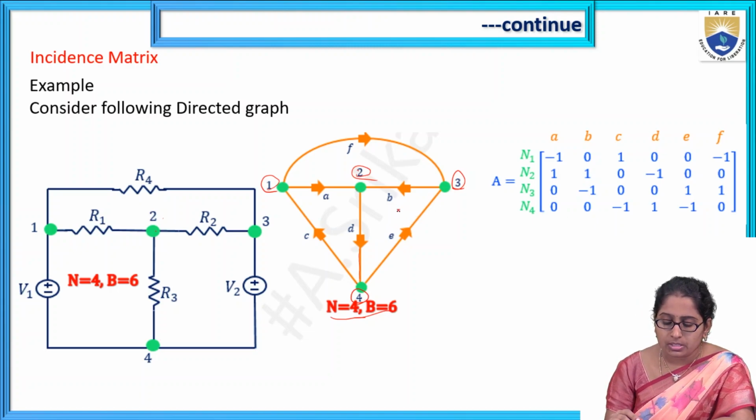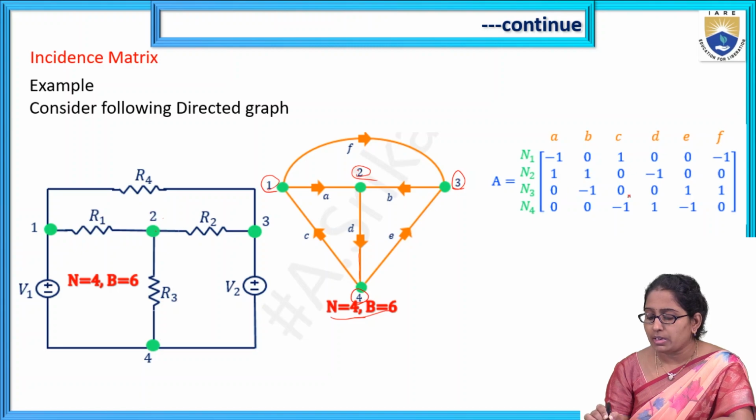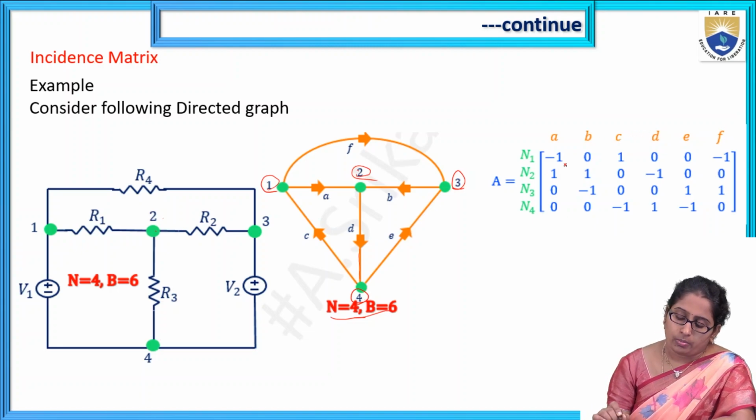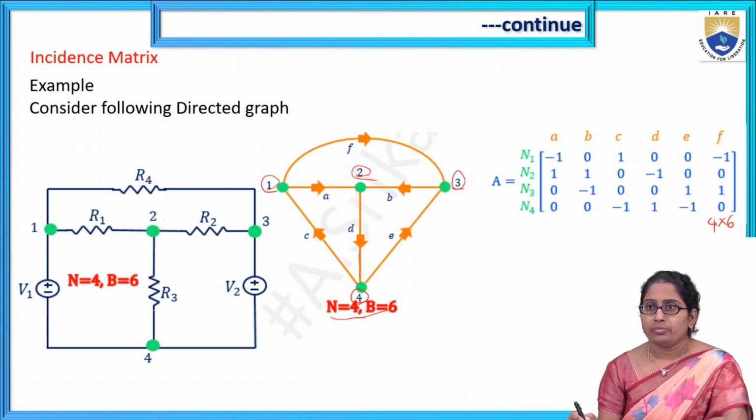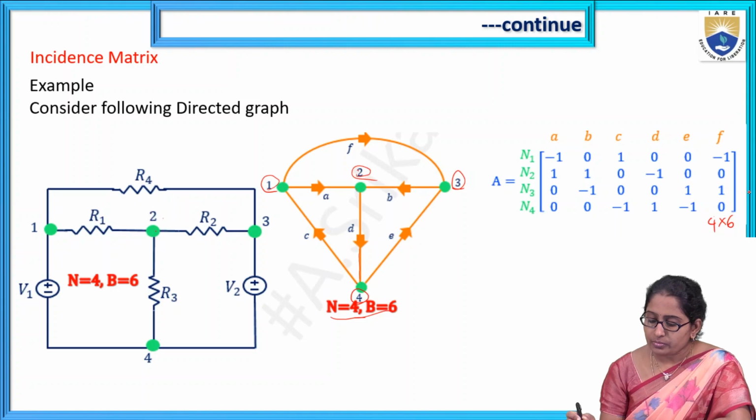Okay, how many branches do we have? A, B, C, D, E, F, 6. So that's why the number of columns in the matrix is shown as 6, which are indicated with the branches A, B, C, D, E, F. Now, this is a 4 by 6 matrix.